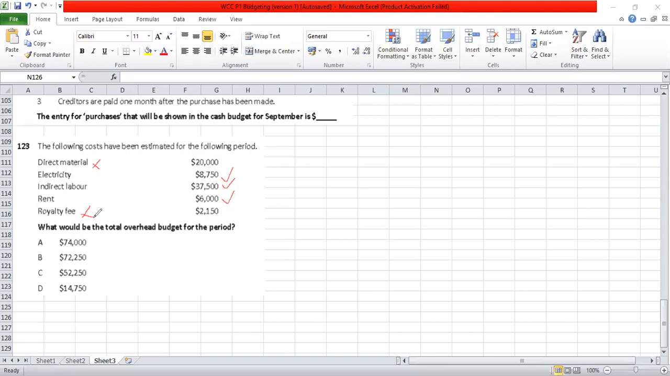Therefore, we have the total overhead budget for the period as 8,750, 37,500, 6,000. Just add them up. 37, 43, 51, 52,250. 52,250, is that the answer? Yes, ma'am.